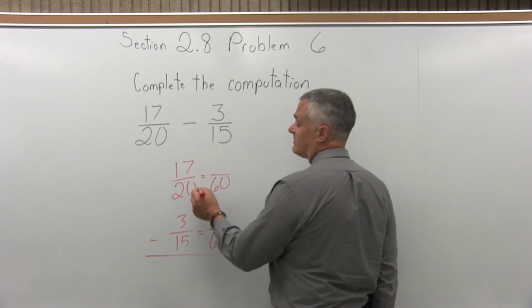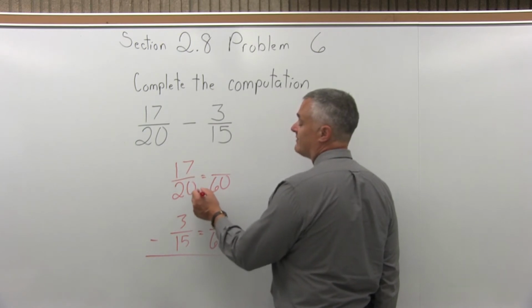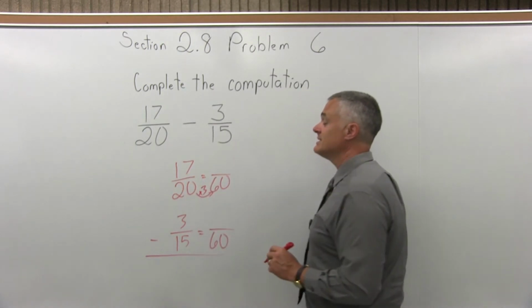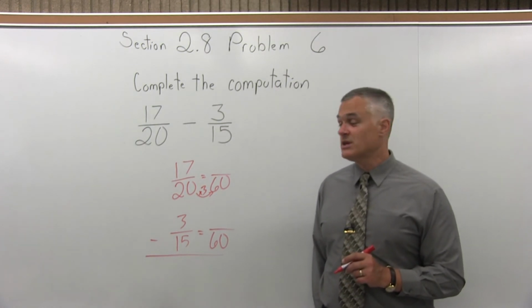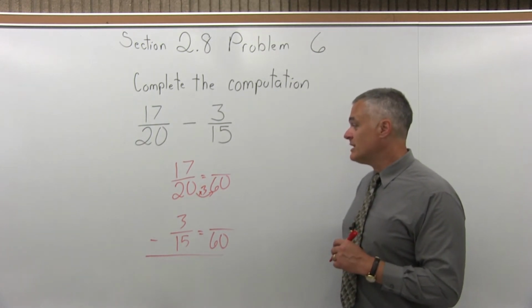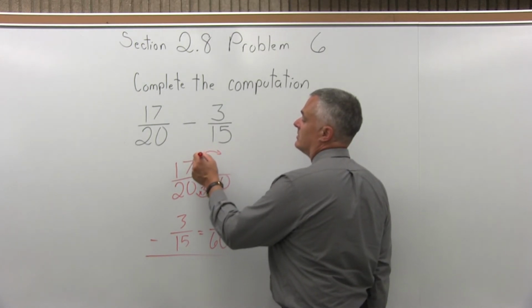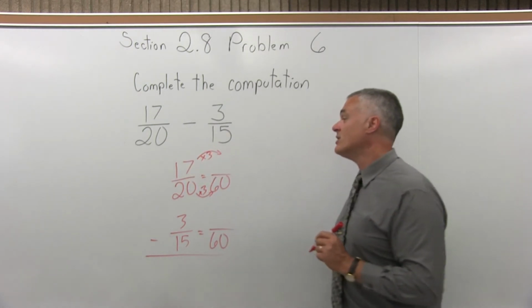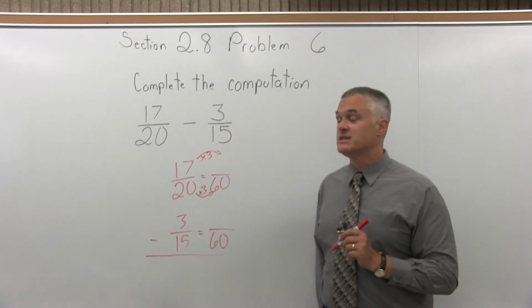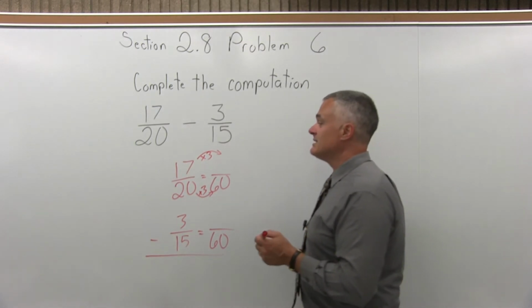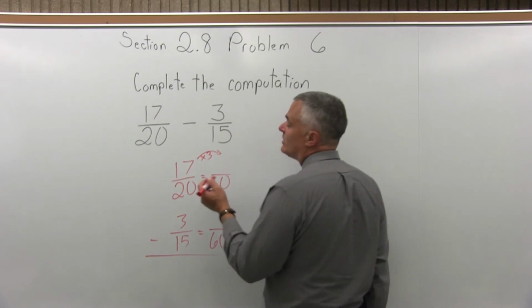So we'll start with the 17 over 20. Look at the denominator. 20 times something made 60. It has to be times 3. 20 times 3 is 60. So now we will multiply the numerator times the same value. 17 times 3 is how much? Well, I know it's 51.